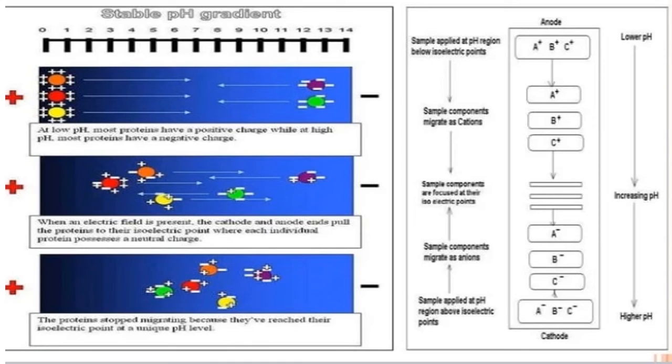So now these A, B, C, imagine they are proteins that have been put in a supporting medium. Let's also remember that the moment we put them, that's the anode, ABC on top there, they have been put on the anode. What are the charges on the letters? They are positive charges. So as they are moving downwards, they'll be moving as what? As cations. They'll be moving as cations, not until they reach their own what?